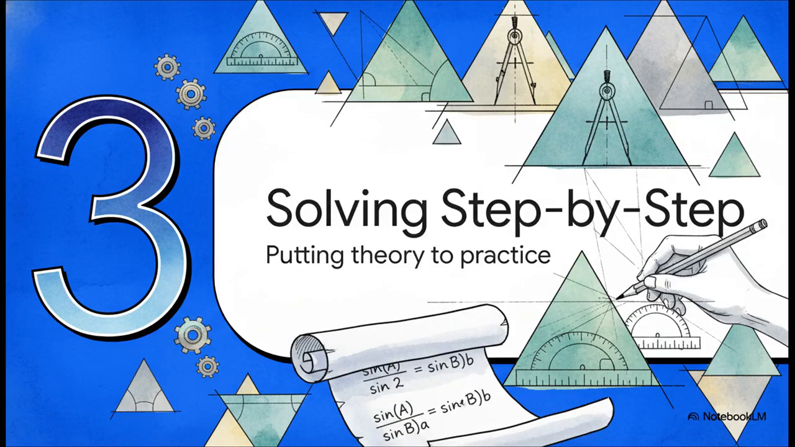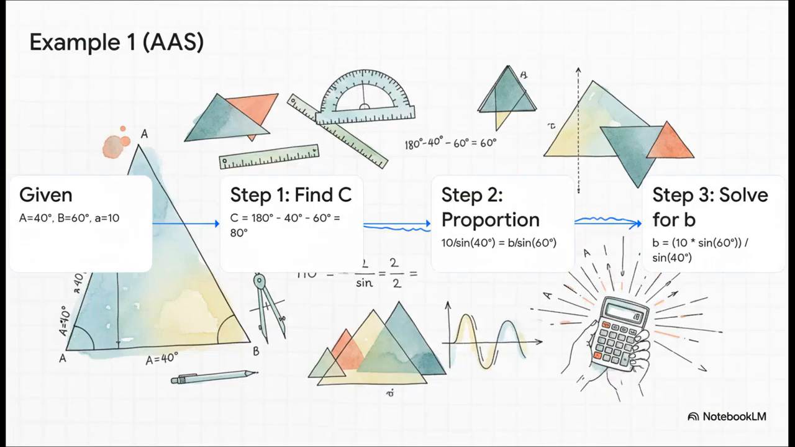Okay, enough with the theory. Let's get our hands dirty and actually solve a problem to see how this thing really works. All right, here's our first one, a classic angle-angle-side case. We've got angle A at 40 degrees, angle B at 60, and side A, the one opposite angle A, is 10. So what's step one? You got it, find angle C. A little subtraction, and we see it's 80 degrees.